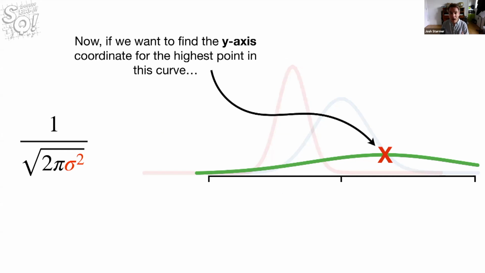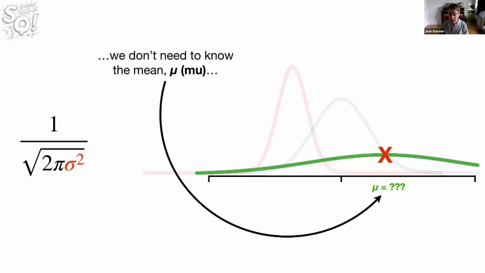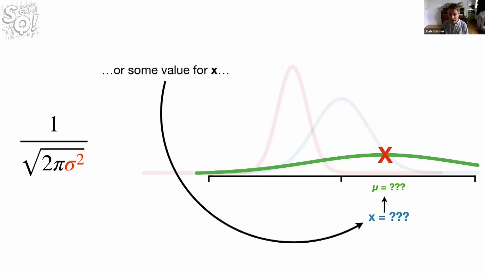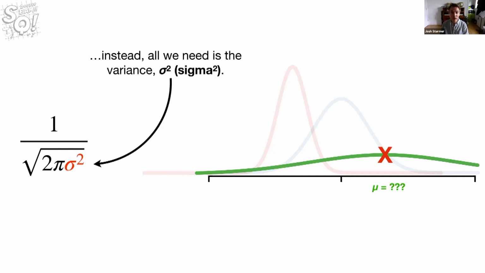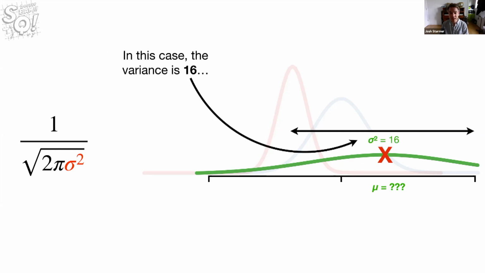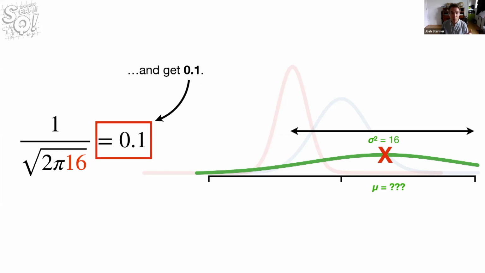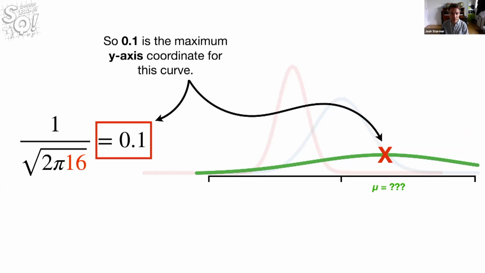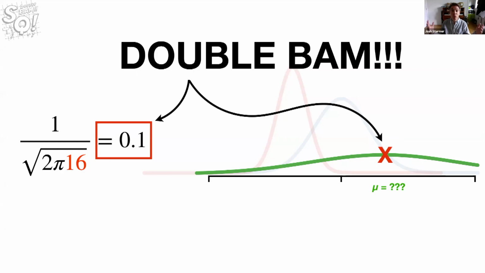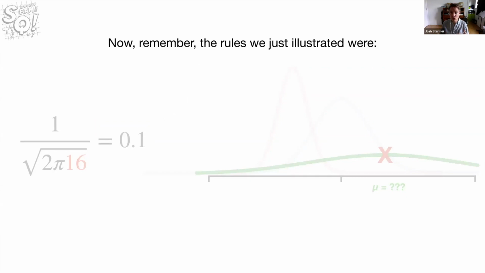Now, if we want to find the y-axis coordinate for the highest point on this curve, we don't need to know the mean, mu, or some value for x. Instead, all we need is the variance, sigma squared. In this case, the variance is 16. So we plug in 16, do the math, and we get 0.1. So 0.1 is the maximum y-axis coordinate for this curve. Double bam! Okay, now remember the rules we just illustrated here.